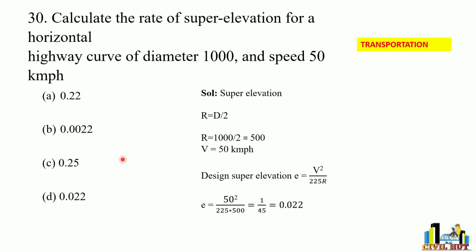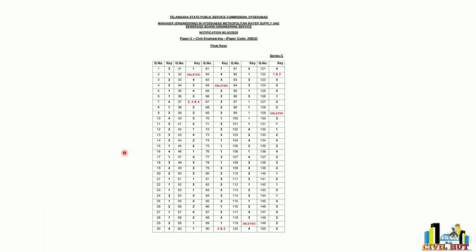These are the first 30 questions in the HMWS 2020 paper. We will discuss questions 31 to 60 in the next video. Option D is the correct answer. I am giving the final answer key of the HMWS 2020 paper, set C. This is the final answer key.